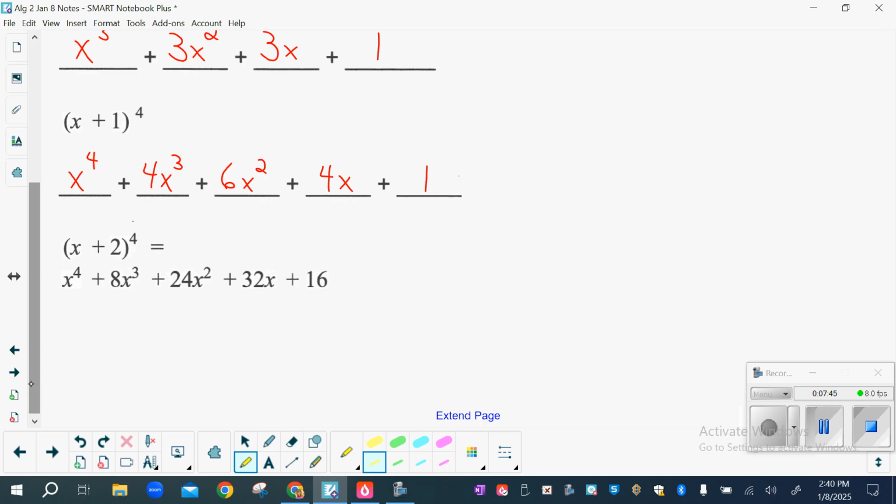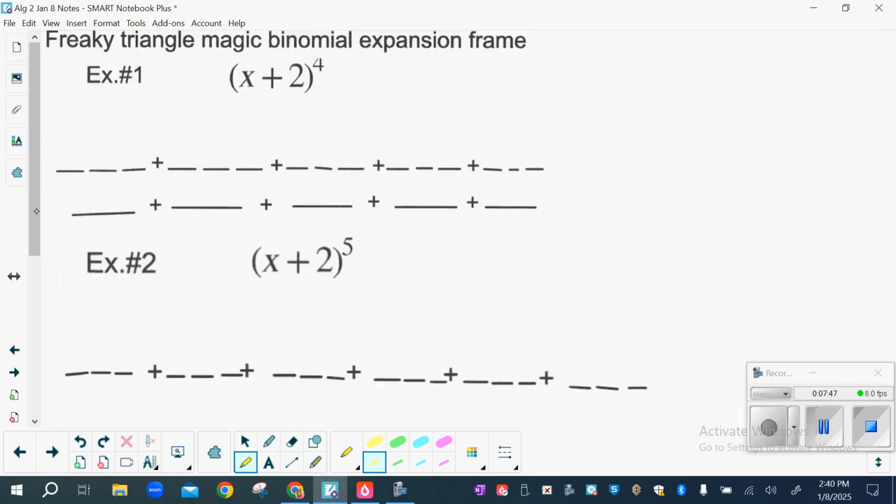Okay. So on this next page, we are going to find x plus 2 to the 4th. This is an exponent of 4, so we are going to go to the 4th row in Pascal's triangle. So that is 1, 4, 6, 4, 1. Does that make sense? That 4th row is 1, 4, 6, 4, 1.